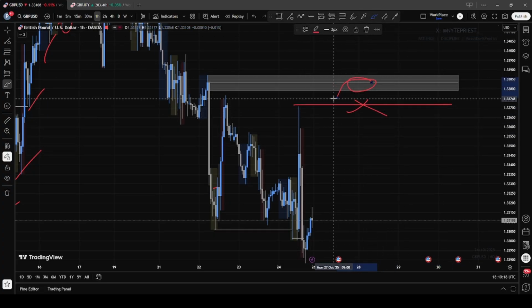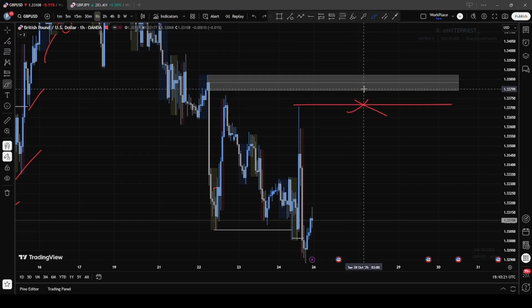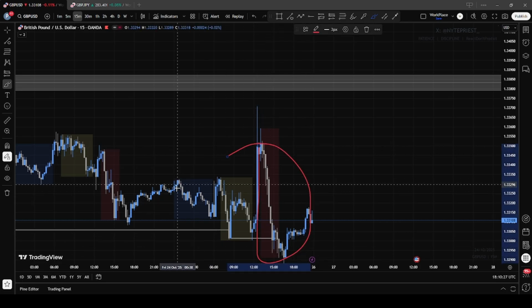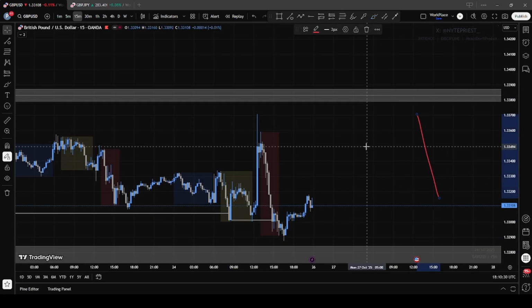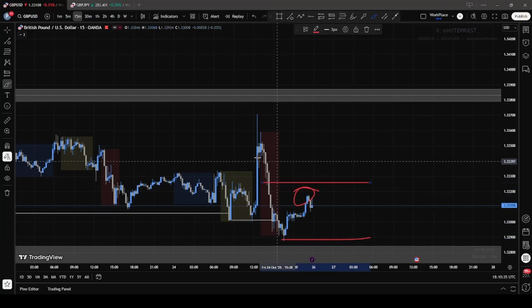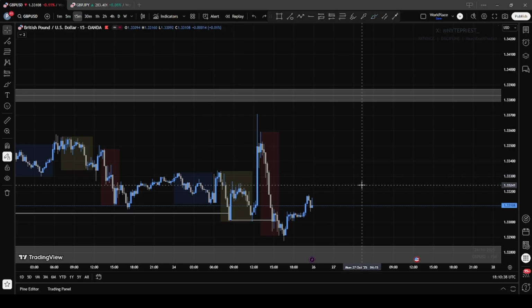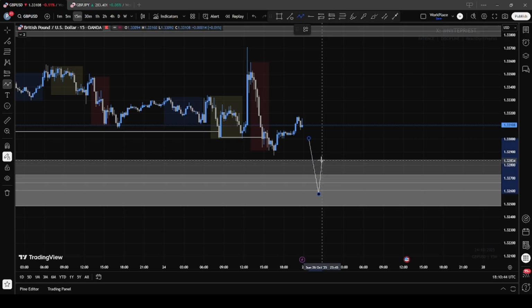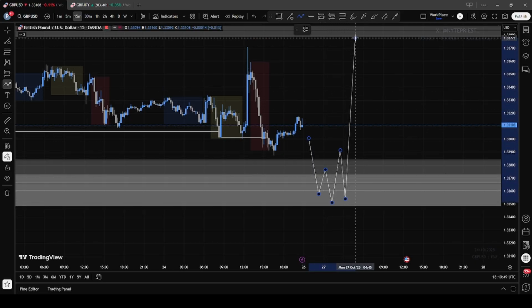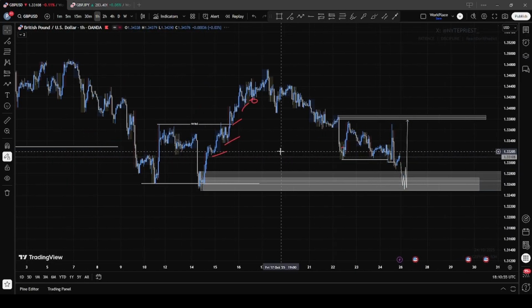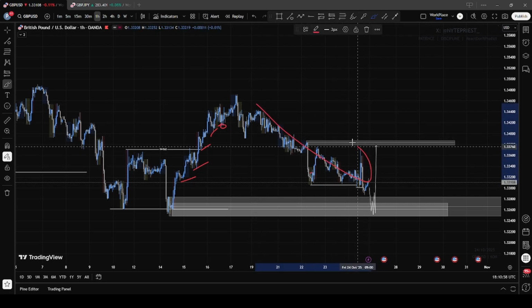Okay. For this supply zone to be valid, if and only if I don't get an inducement in this price leg here. Okay. So in order to get an inducement, price has to break this low to confirm this as an inducement, then I will sell. So when price mitigates this other block, I'll be looking for a 1 hour internal change of character to the upside. Then I'll buy to the upside, okay, to tackle this inducement here.